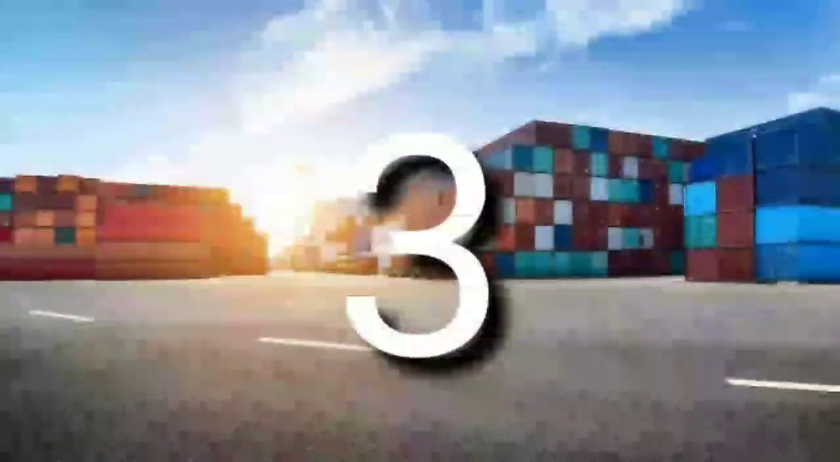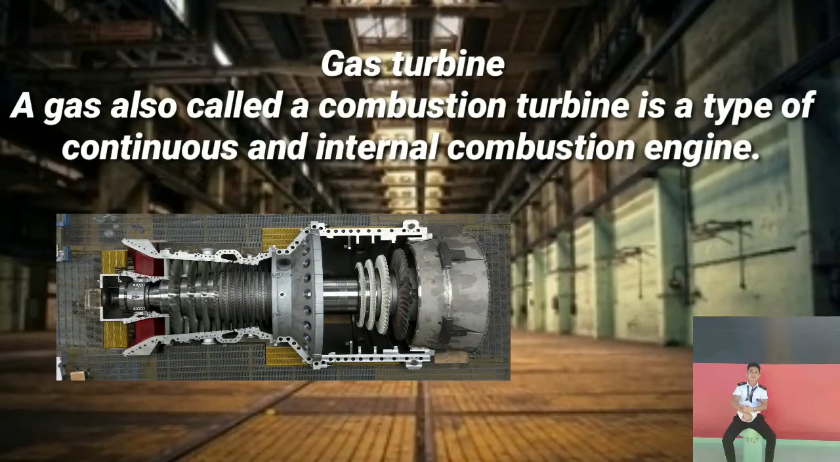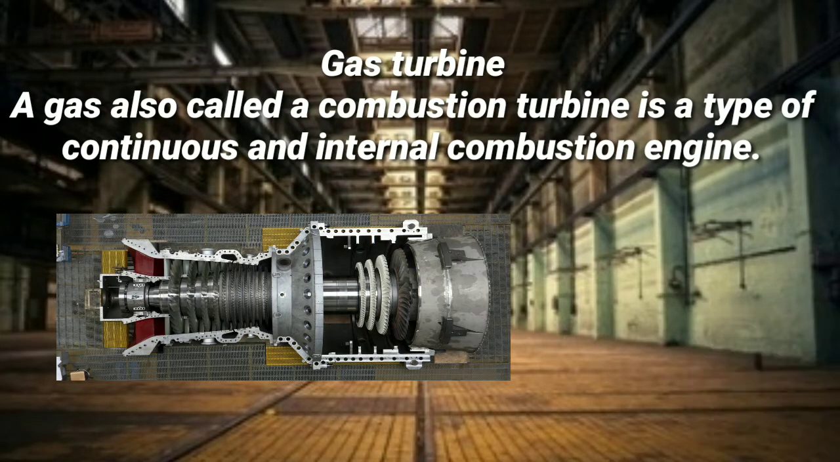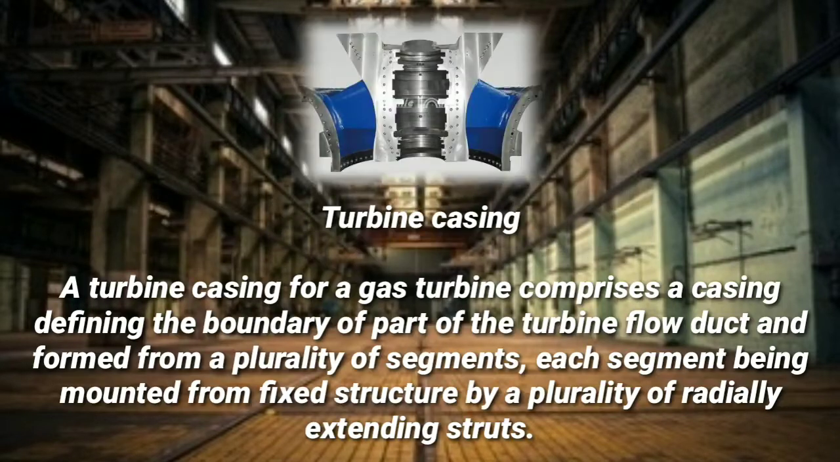Number 3. Gas turbine. A gas turbine, also called a combustion turbine, is a type of continuous and internal combustion engine. Types of gas turbines. Gas turbine casing.